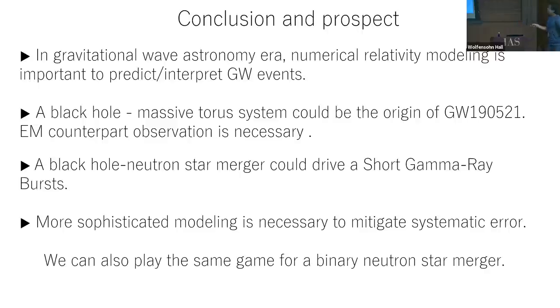As a second part, to predict gravitational wave events, we demonstrate that a black hole neutron star merger could drive a short gamma-ray burst. Of course, this is not conclusive because we only perform the simulation in a very limited region of parameter space. And so we need more sophisticated modeling to mitigate the systematic error. And we can also play the same game for binary neutron star mergers. In the lunch time, I'm going to talk a little bit about the latest result of binary neutron star mergers. That's all.